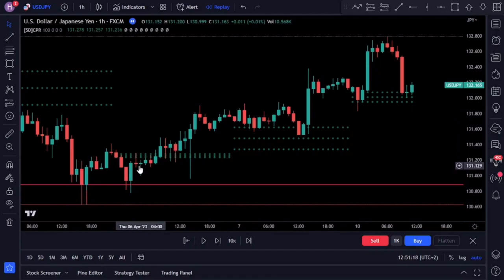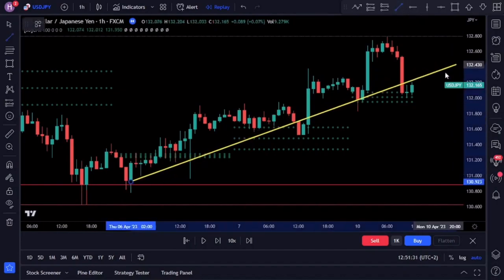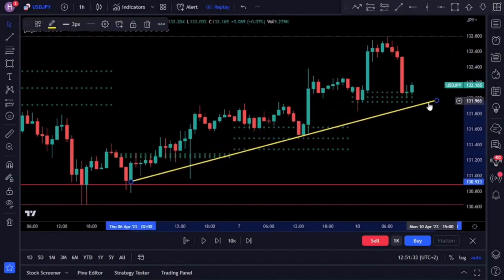Firstly, we need to identify the overall trend in the market. From the chart, you'll notice that the CPR indicator is forming higher highs and that the price action is currently above the CPR indicator. You can also draw a trend line as a visual confirmation of the uptrend.